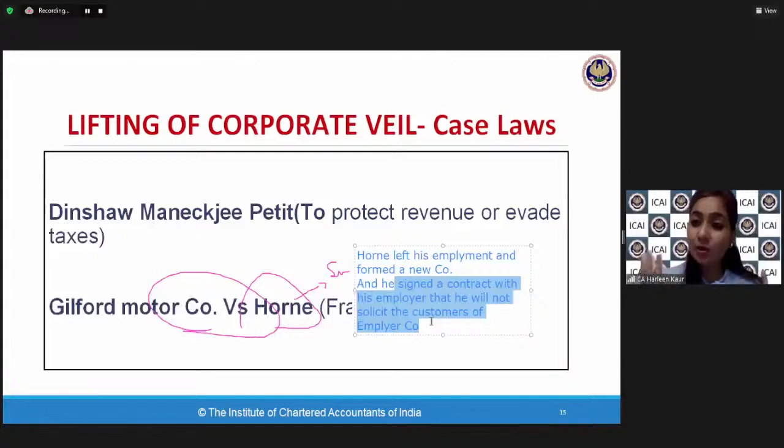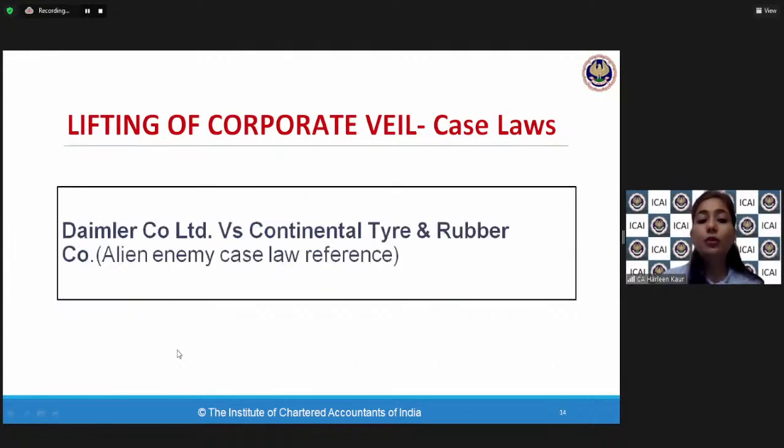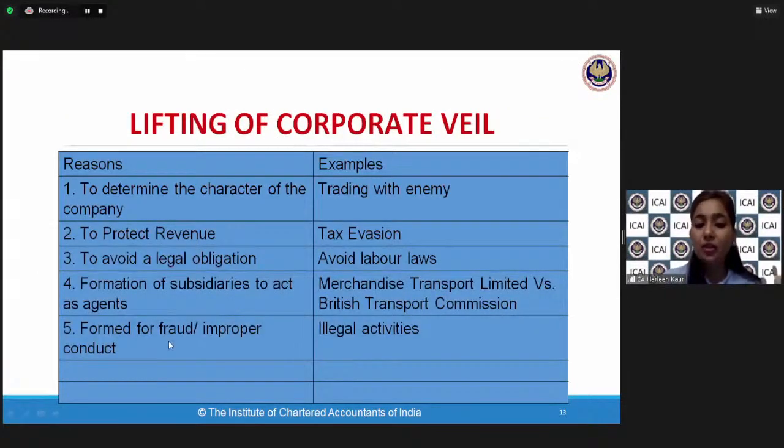The law said, hello, Mr. Honda, your company is not walking on its own through its wheels. It is you who is doing all these actions. Therefore, the corporate veil was lifted and Honda and his company were treated as one. And that's why action was taken by Guilford Motor Company against Honda. So if anyone tries to do any illegal activities, any fraudulent activities, if you're forming a company just for improper conduct, then the corporate veil is lifted.